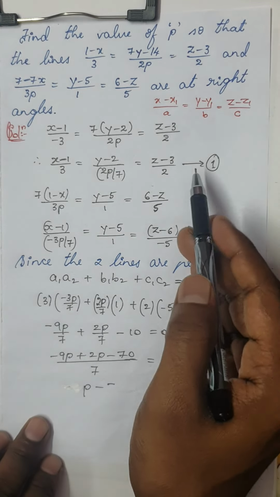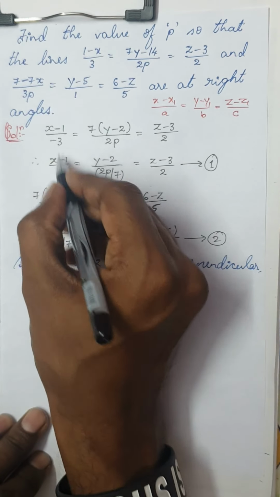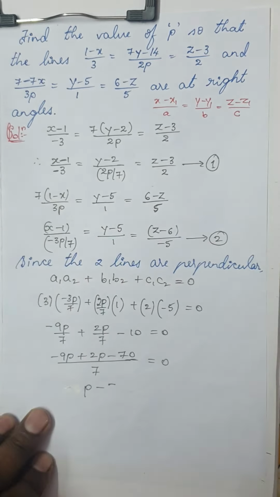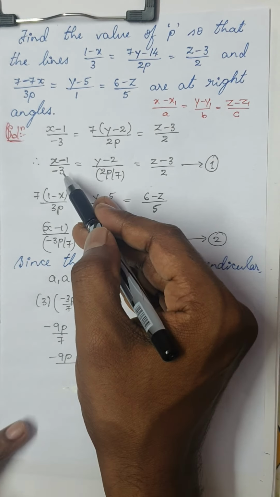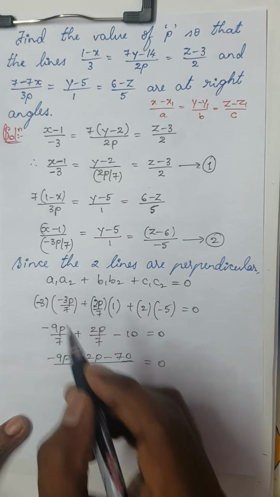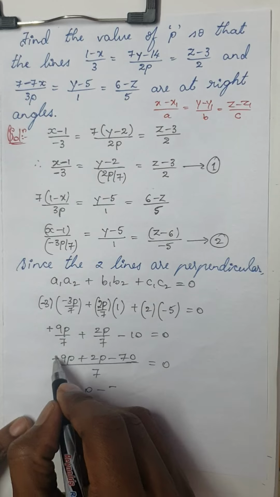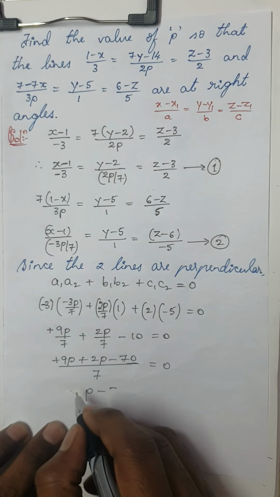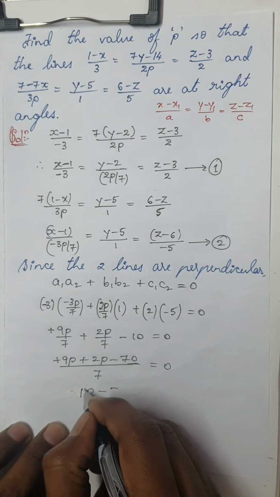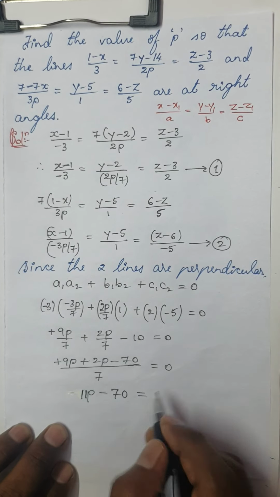Kindly excuse me, dear students. I have x minus 1 by minus 3. Just a miss of negative sign. Sometimes even that is enough to spoil your answer. So I have to take a1 as minus 3. So minus of minus becomes plus 9. Okay. So this is plus 9p plus 2p. So 9p plus 2p would be 11p. Okay. So 11p minus 70 is nothing but 0.